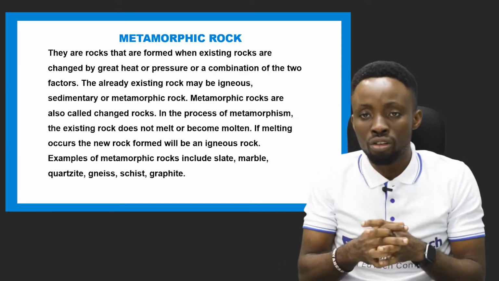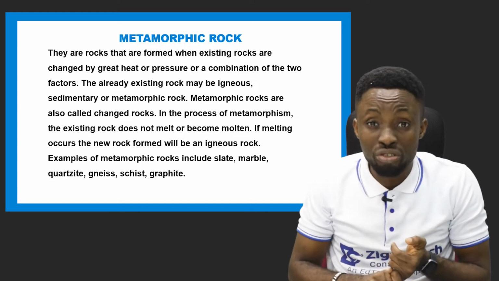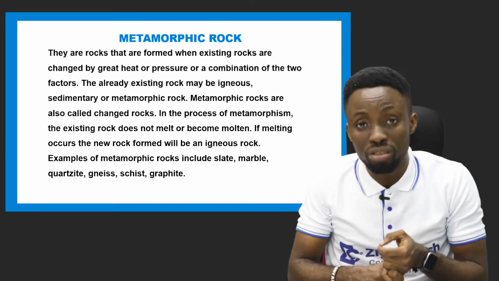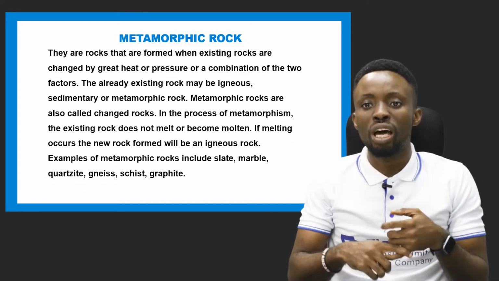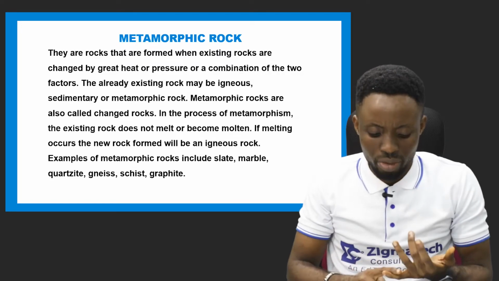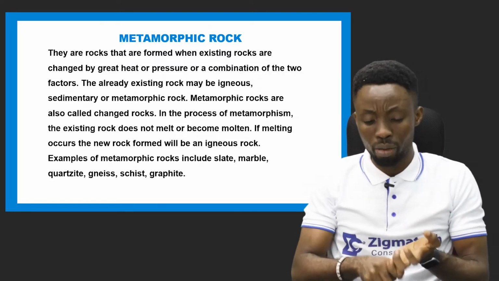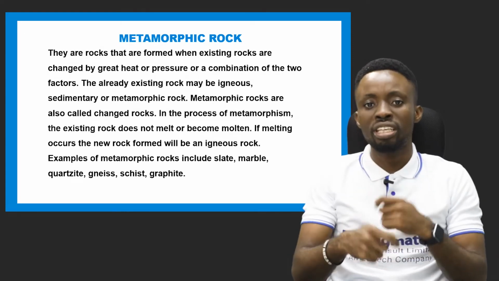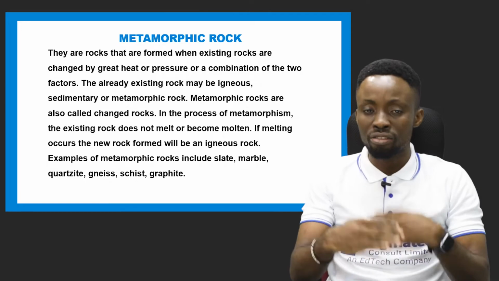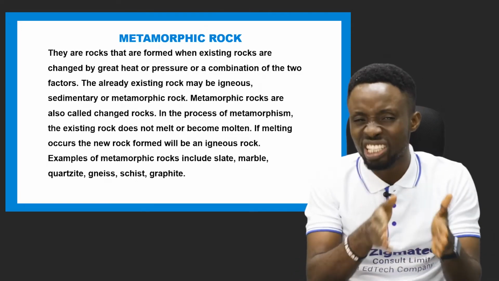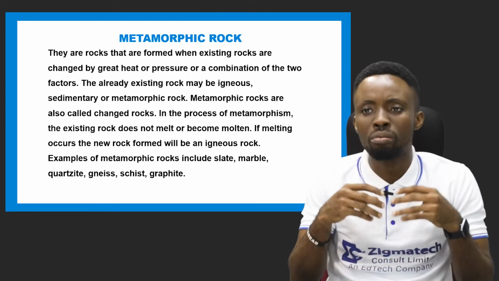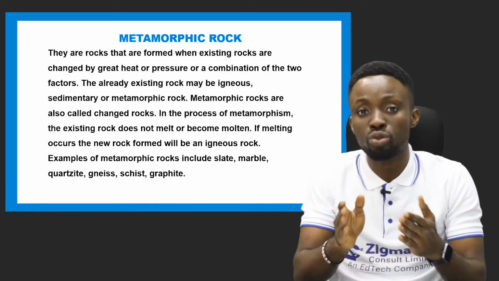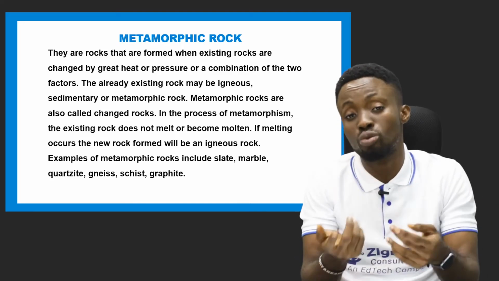The existing rock can be a sedimentary rock, an igneous rock, or even a metamorphic rock. When this sedimentary, igneous or metamorphic rock is subjected to intense pressure or heat, the transformation that happens, or the final type of rock that is formed, is a metamorphic rock. Another name for metamorphic rock is a changed rock. So if you don't want to call it a metamorphic rock, you can as well call it a changed type of rock.